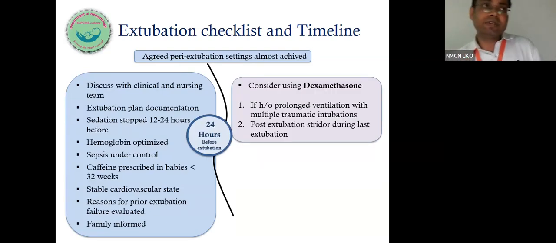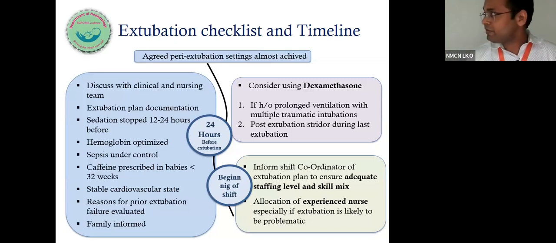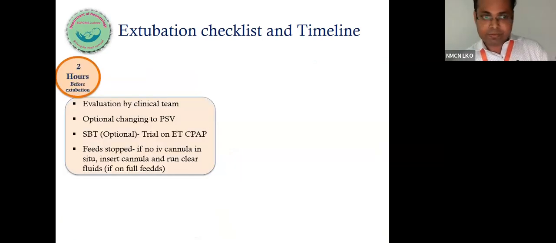Then we can consider using dexamethasone, which can be given 4 hours prior to extubating the child. The dose is usually 0.25 milligram per kg. It can be given 8 hourly, 3 doses. And then at the beginning of the shift, the unit should be well equipped, and there should be a mix of experienced and well skilled nurses. So again, the extubation can be planned in the morning prior to rounds. 2 hours before the extubation, the child should be evaluated by the clinical team, and optional changing to PSV can be done, and SBT is also optional.